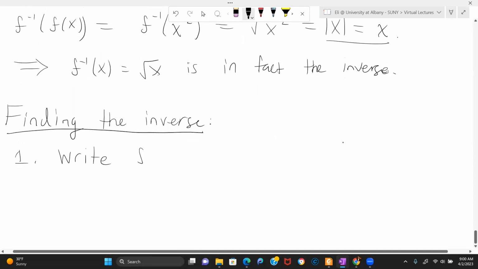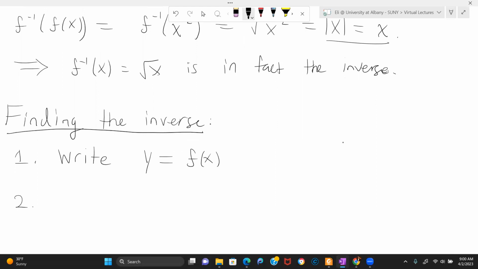What you're gonna do is write y is equal to f of x. So set up this equation. Now, what you're gonna do is interchange x and y. You're gonna swap them. And this is because you want the inverse.